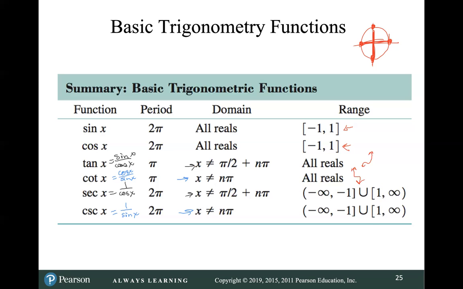Okay, and then secant and cosecant both have this kind of U and upside down U shape going on. So they just have a gap in their range where sine and cosine would fit perfectly in between. So their range is all of the numbers except for the numbers from -1 to 1.